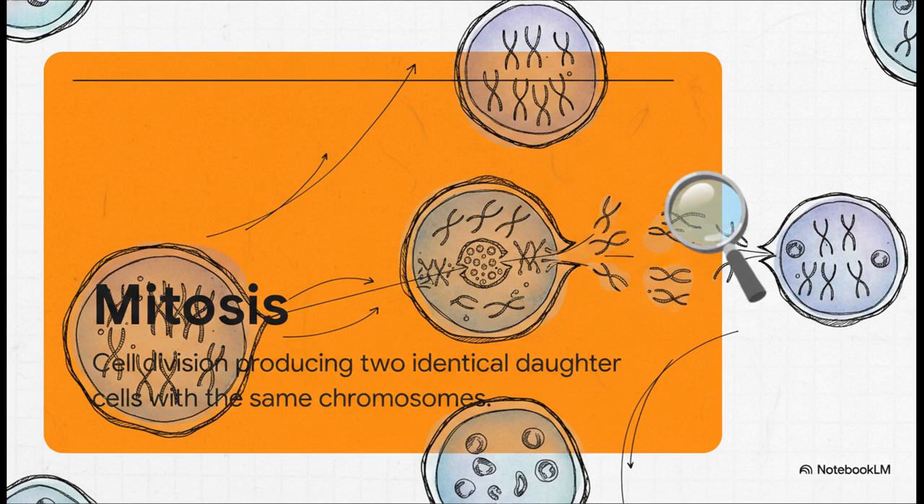The absolute most important aspect here is that the exact same chromosome number is maintained. So if a human cell with 46 chromosomes goes through mitosis, it creates two daughter cells, each with exactly 46 chromosomes. It's essentially cellular cloning, making sure your body's tissues stay stable and function perfectly.